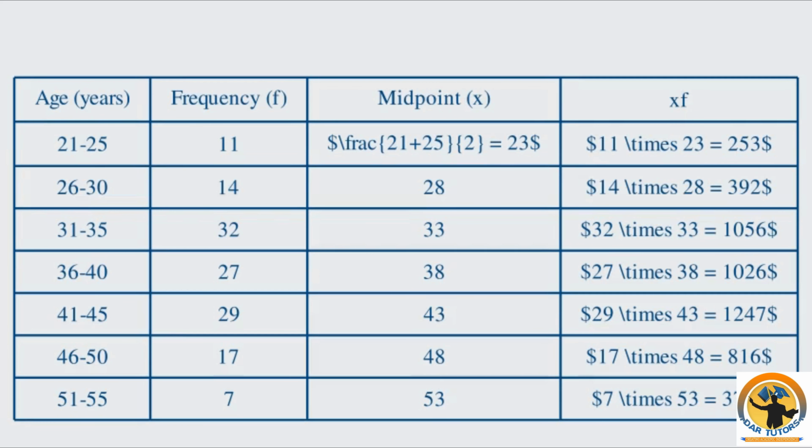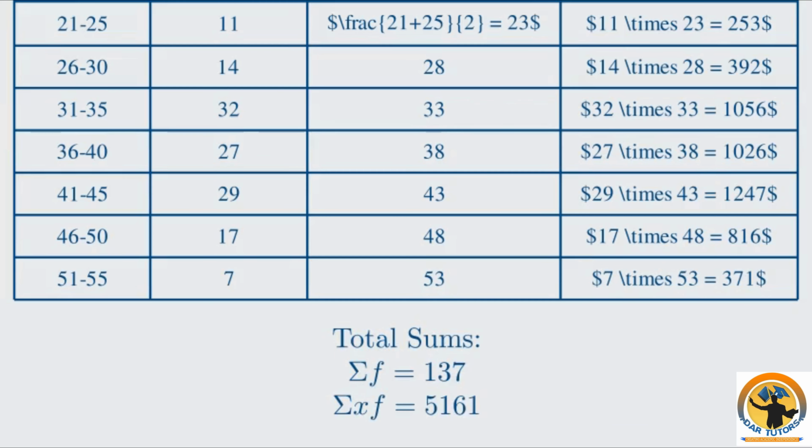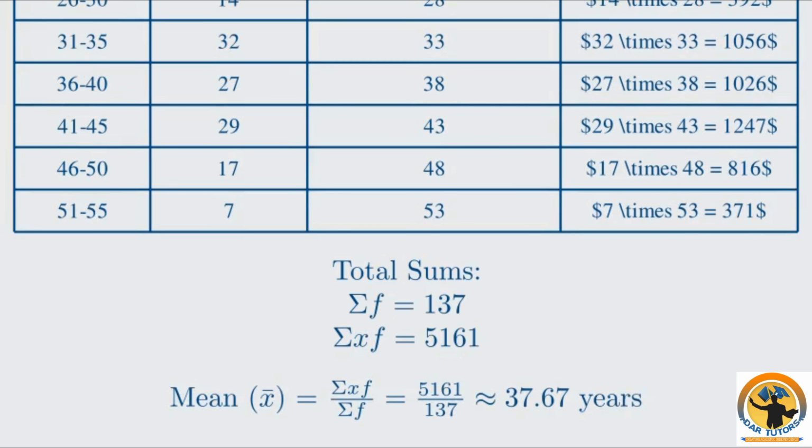Next, we create the product column, xf, by multiplying the midpoint by the frequency. For the first row, this is 11 times 23, which is 253. We repeat this for all classes and then sum both the frequency column, sigma f, and the product column, sigma xf. The total frequency, sigma f, is 137. The total product, sigma xf, is 5161. Finally, we use the formula for the estimated mean. We divide sigma xf by sigma f: 5161 divided by 137. This gives us approximately 37.67.